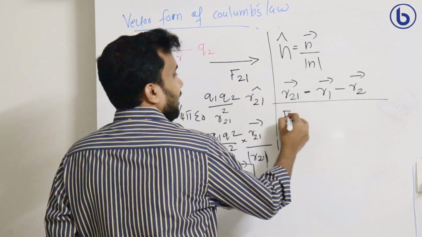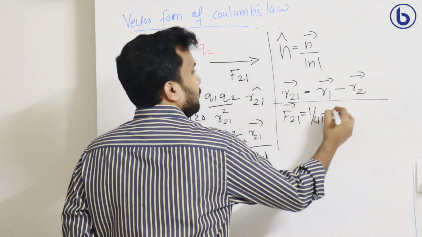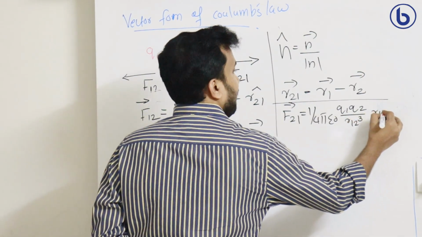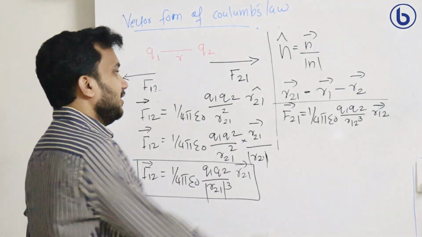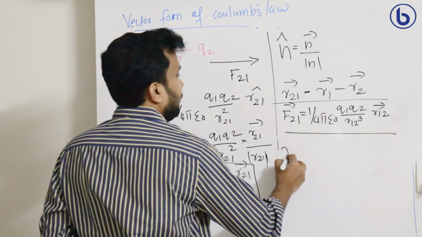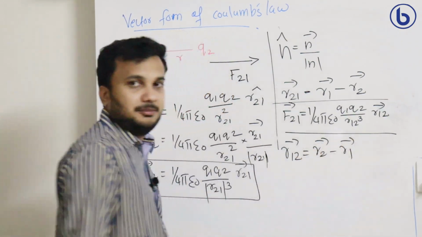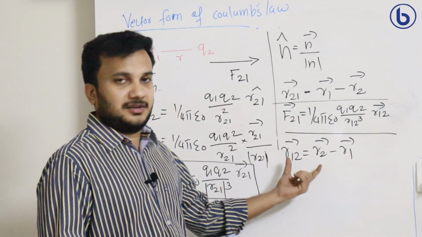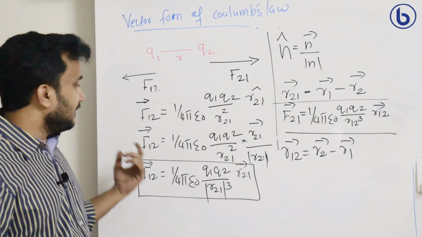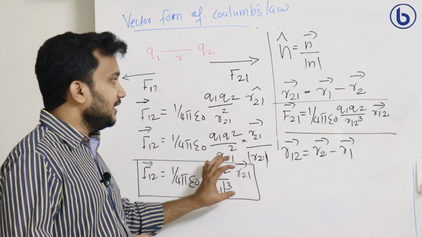Now if you have written the equation correctly, you will get F21 equal to 1 by 4 pi epsilon 0 q1 q2 divided by r12 cube into r12 in vector notation. If you are getting like this one, then your answer is correct. What is the value of r12, similar to this one? We know vector r12 equals vector r2 minus vector r1. Now you understood the two equations, how they come in vector format. In vector format, the denominator cube is a magnitude, and the vector sign is just indicating the direction.